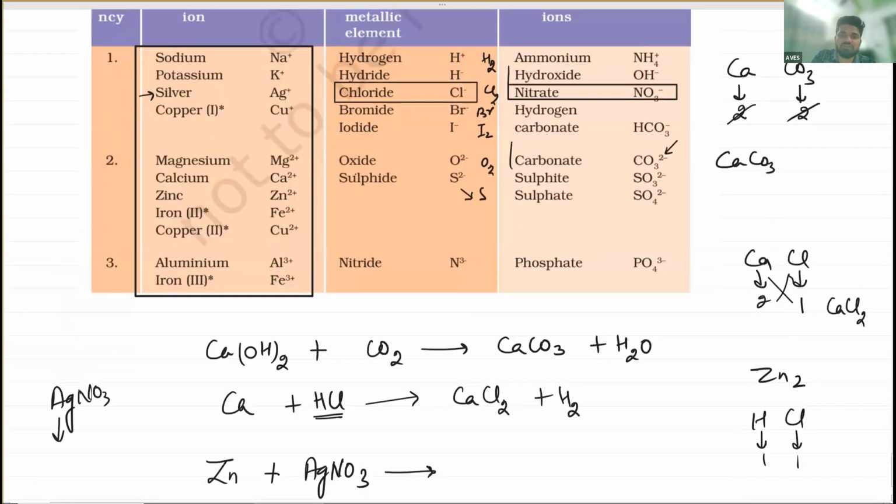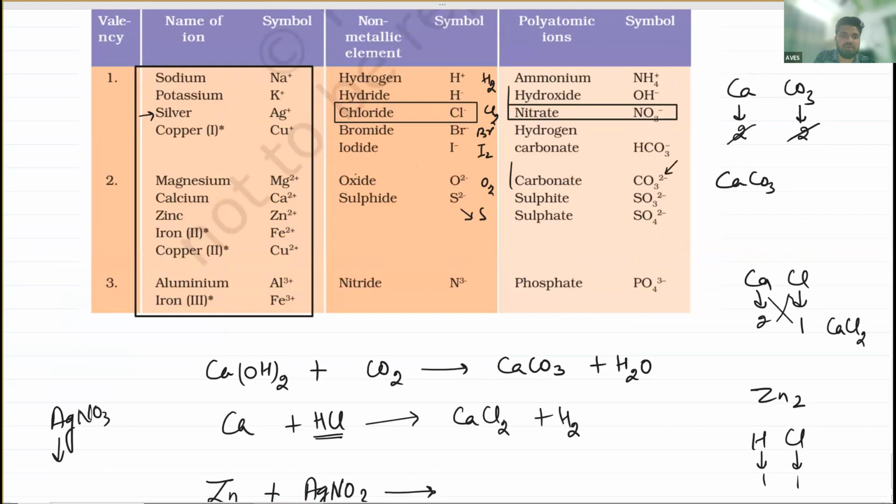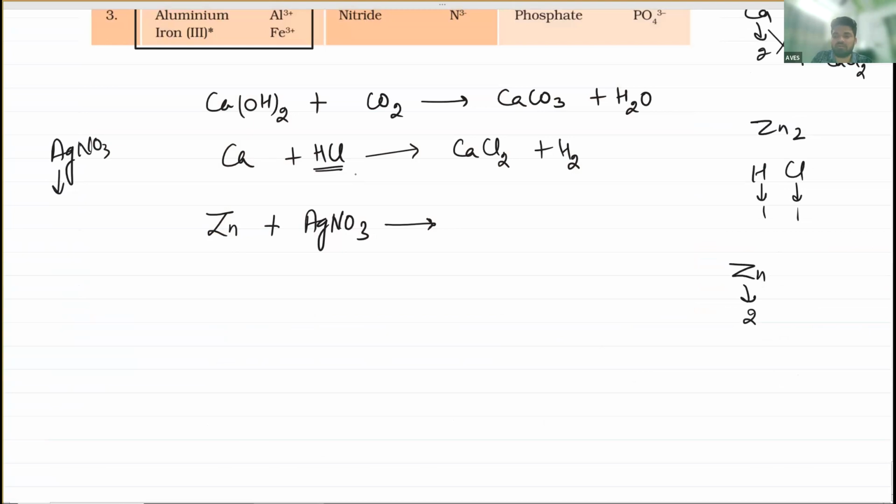What is the valency of zinc? Zinc is here. It has valency 2. And nitrate has -1. So when one has 2 and the other has -1, what is it going to have? You have to cross multiply. 1 is not written, so you have zinc, don't write 1 here. And NO3, because it is a polyatomic ion, we have to write it in brackets. Nitrogen, oxygen, two elements are present here, so we write it in brackets: Zn(NO3)2. Okay. Got it? Yes, sir.